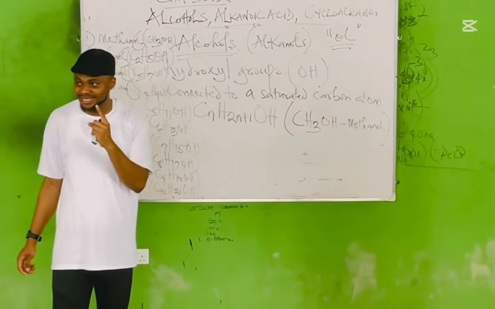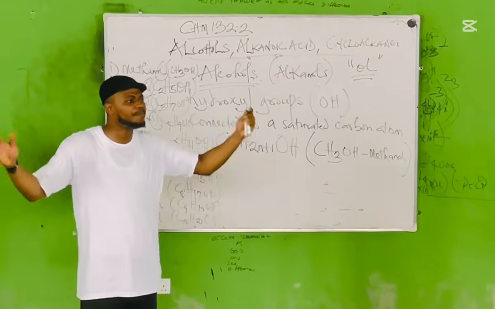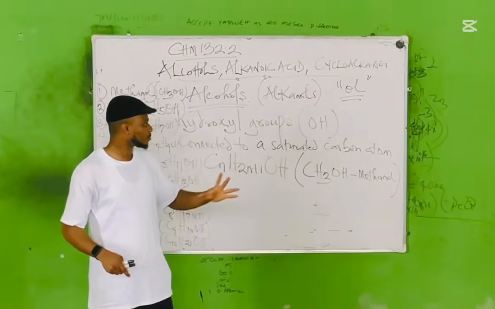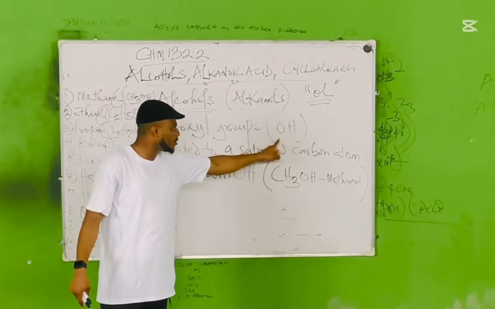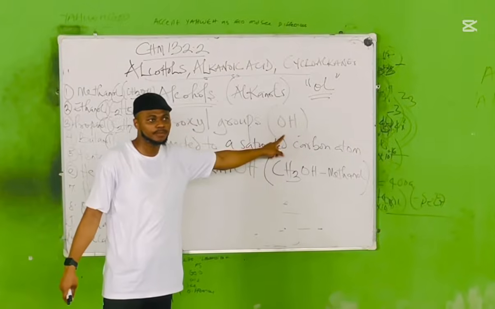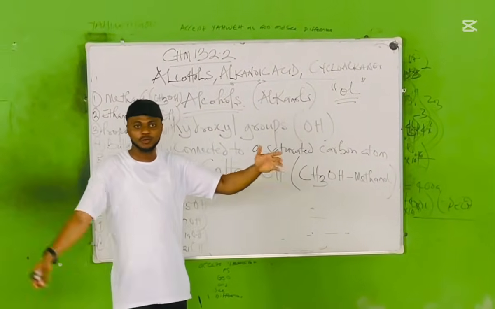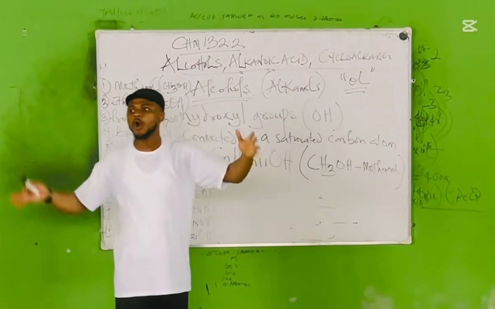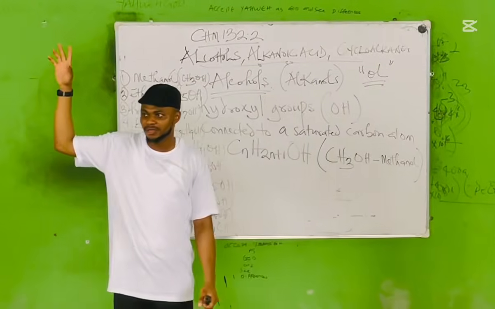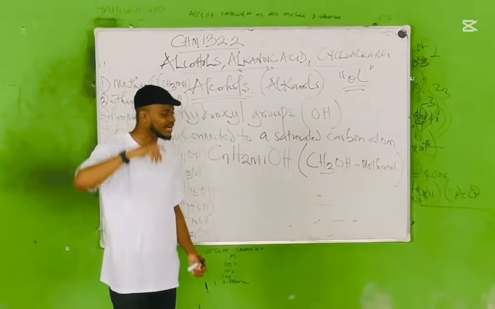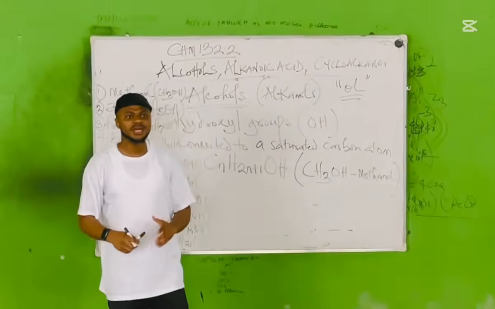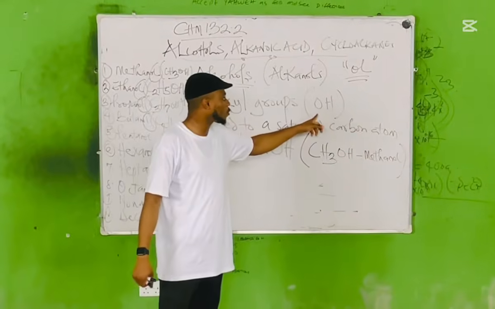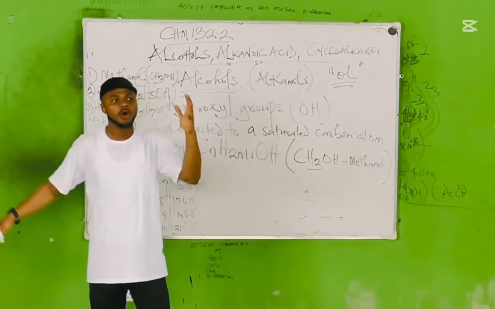Okay, this is done before considering the substituents, which is based on having the same number for the carbon containing the hydroxyl group on both ends. You understand what I mean? So before you consider the substituents, I said this is based on having the same number for the carbon containing the hydroxyl group on both ends.